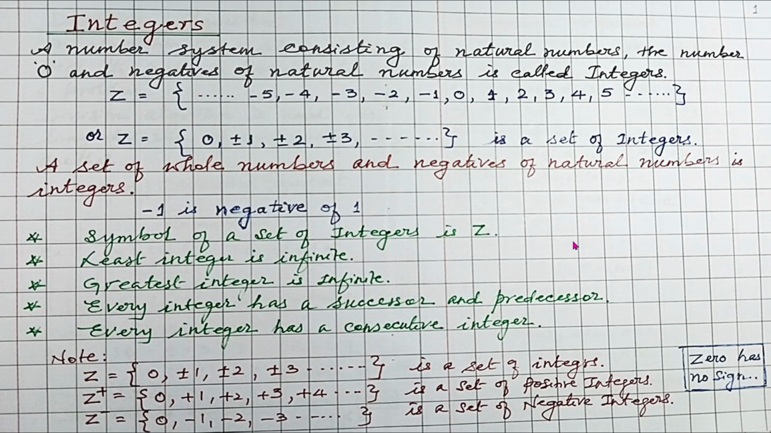And also you have to remember that the symbol of integer Z, which represents here as 0, ±1, ±2, is a set of integers. And so also we have Z plus, it is a set of positive integers, and Z minus is a set of negative integers. So please remember that 0 has no sign.